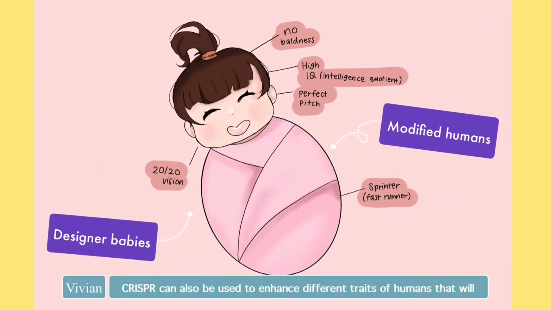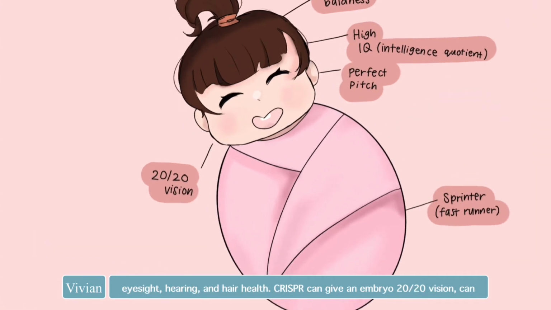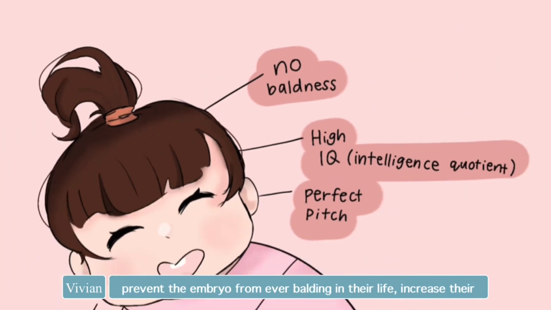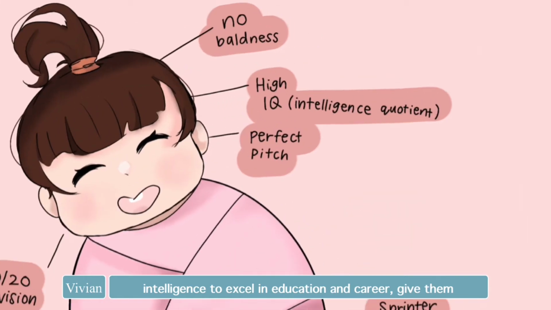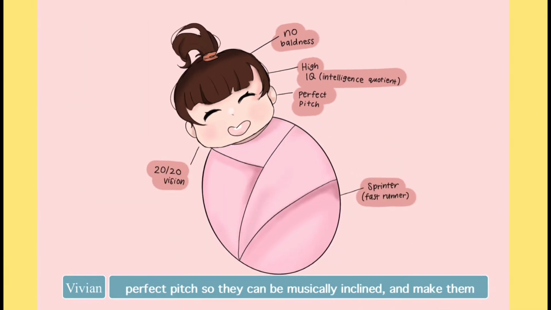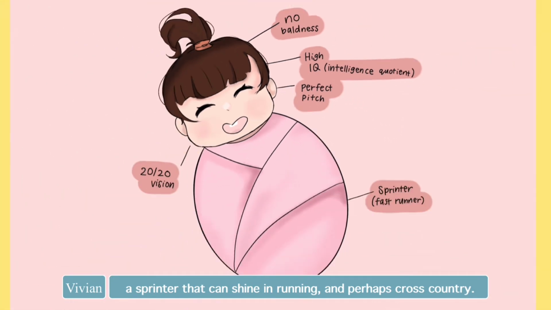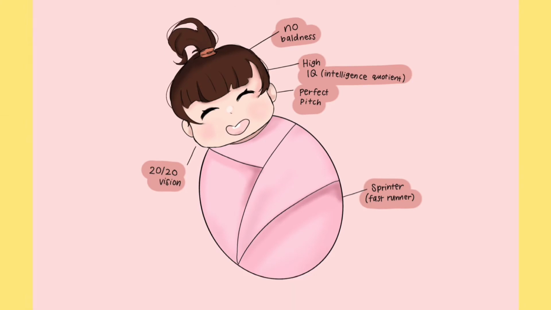CRISPR can also be used to enhance different traits of humans that will help them throughout their life. Such traits include intelligence, speed, eyesight, hearing, and hair health. CRISPR can give an embryo 20/20 vision, can prevent the embryo from ever balding in their life, increase their intelligence to excel in education and career, give them perfect pitch so they can be musically inclined, and make them a sprinter that can shine in running and perhaps cross country. In addition to these, other traits can be enhanced, such as strength.